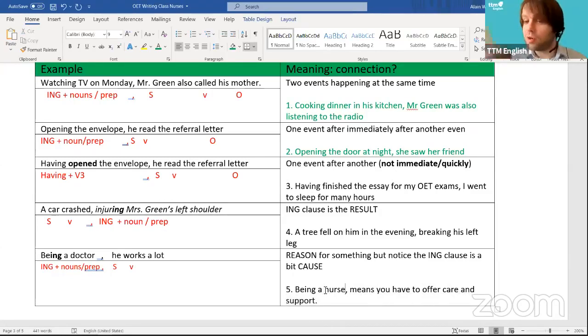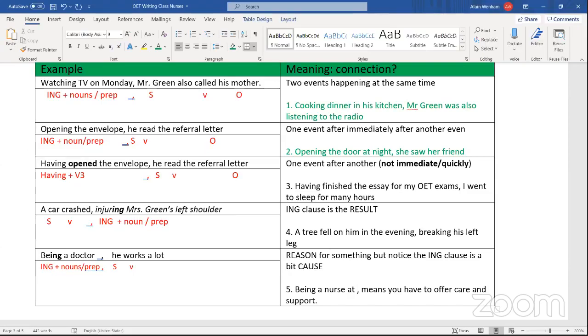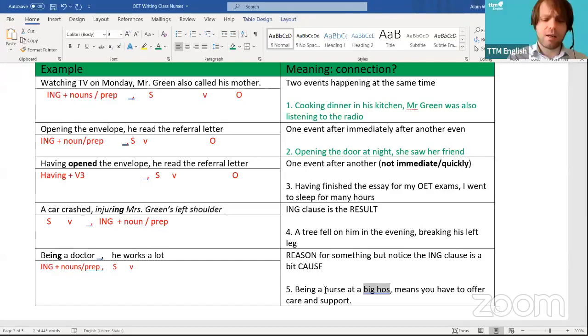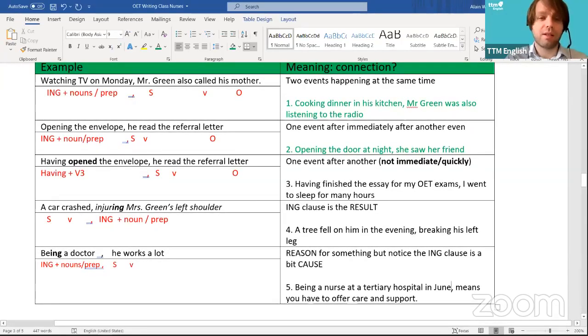Being a nurse, or being a good nurse? We need a nurse. Good, and I was just about to say, Karina, let's say being a nurse at, right? Preposition, at where? Hospital. A big hospital, right? Tertiary hospital. Yes. A what hospital? A tertiary hospital. There you go. You can keep building. Being a nurse at a tertiary hospital in June, right? Anyway, I'll leave it there. You could keep building and building and building if you want, all right? But I've given you now 5 examples, all right?